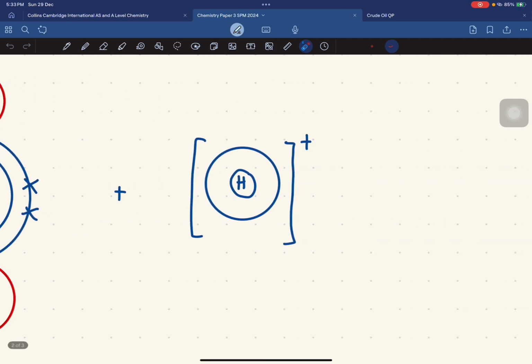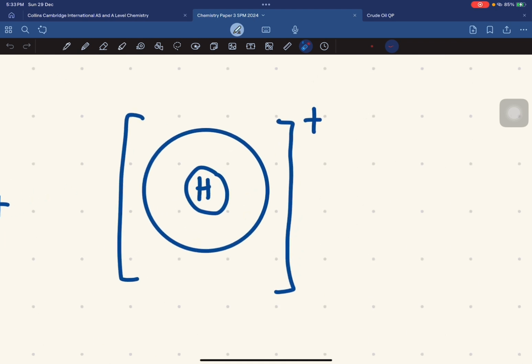Now we look at this hydrogen ion. We know that hydrogen has one valence electron, which is the only electron it has, because we know that hydrogen is in period 1, group 1. So it has one electron, meaning that it has one proton. Now this is a hydrogen ion, meaning that it has lost its electron, or in other words, it loses the only electron that it has.